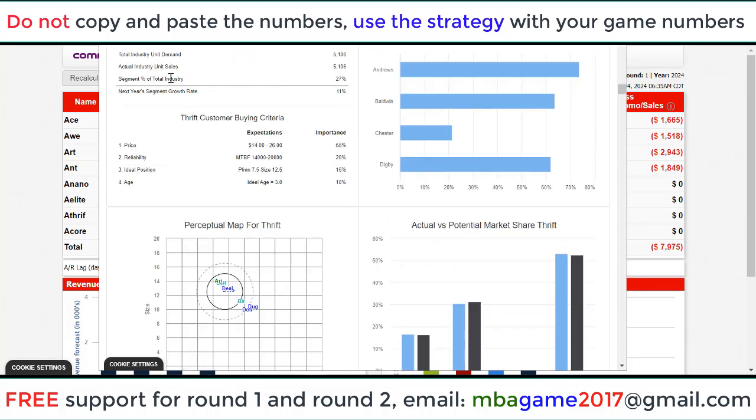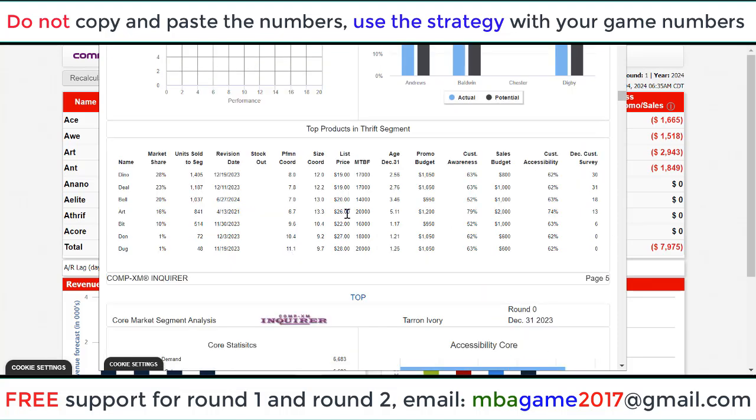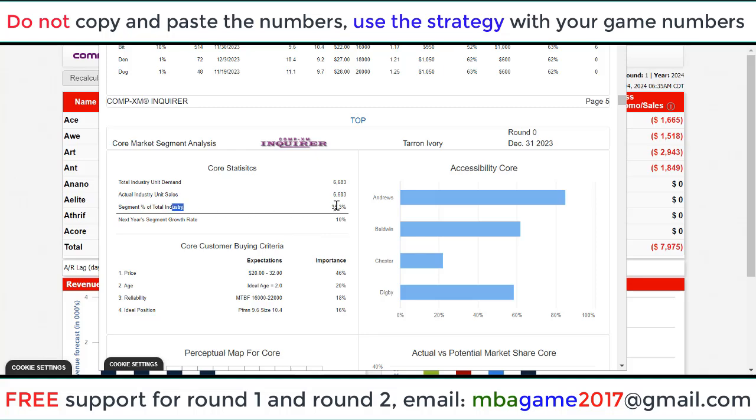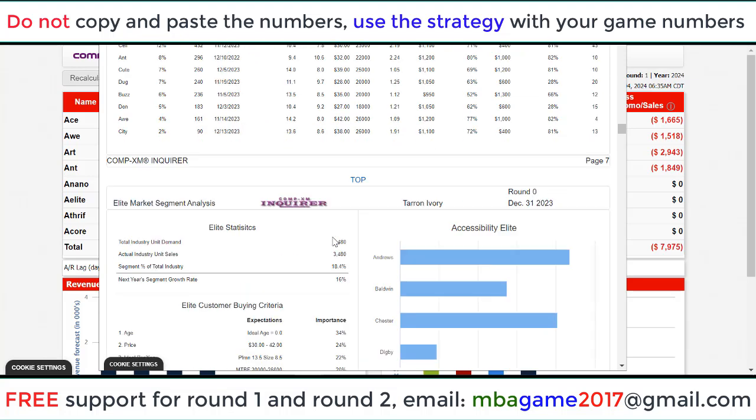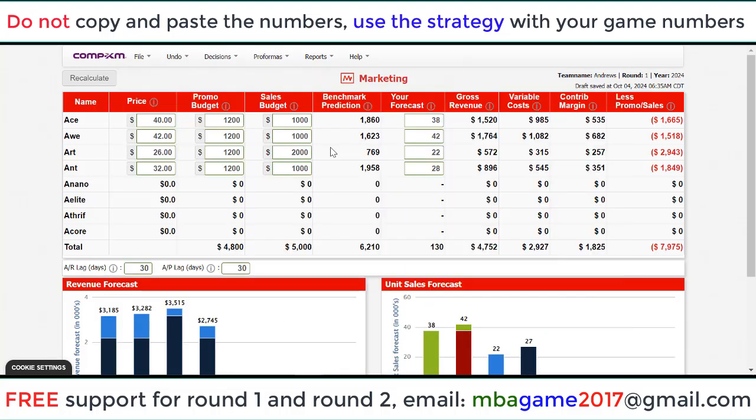The Trip accounts for 27%, the Core accounts for 35%, the Nano, you see 20%, Elite around 20%. So Trip is most important, right? So Trip 2000, Core also important, right? Core, and Nano, 1200, Elite 1200. Okay, so that's about the second tip to win the marketing.